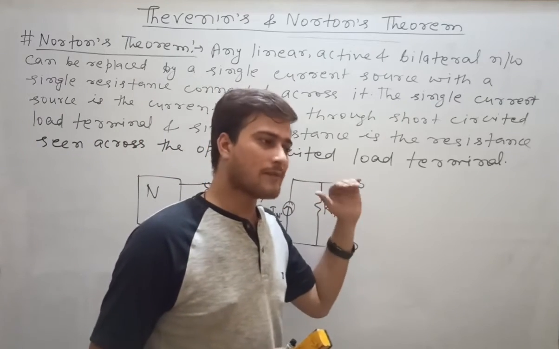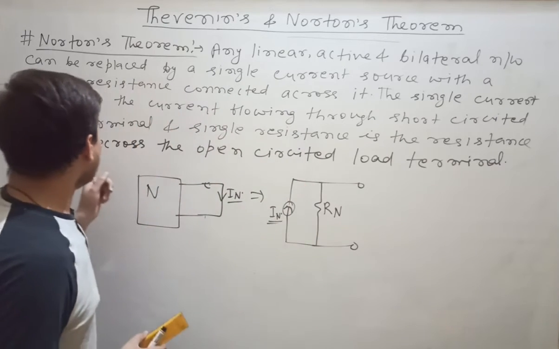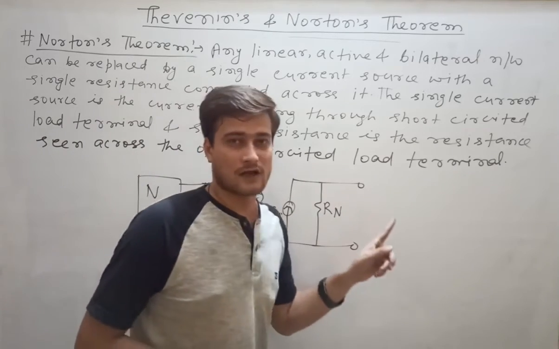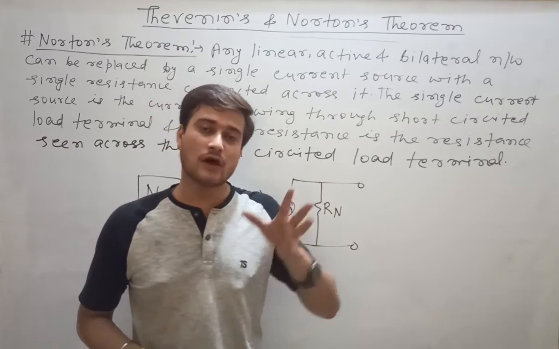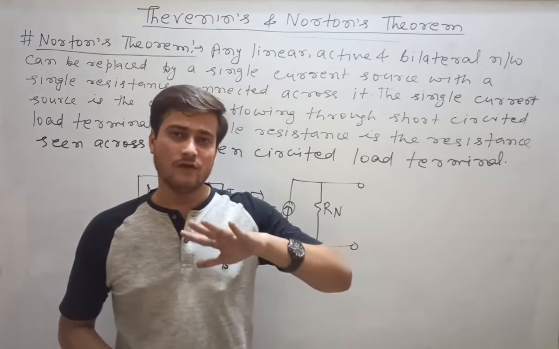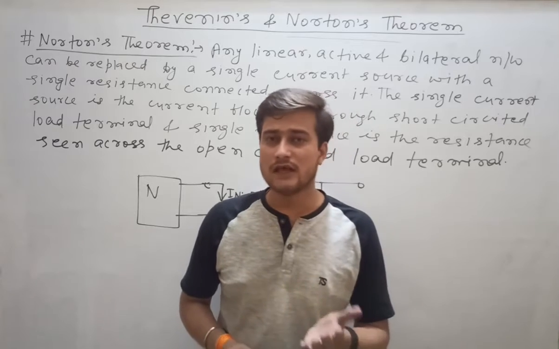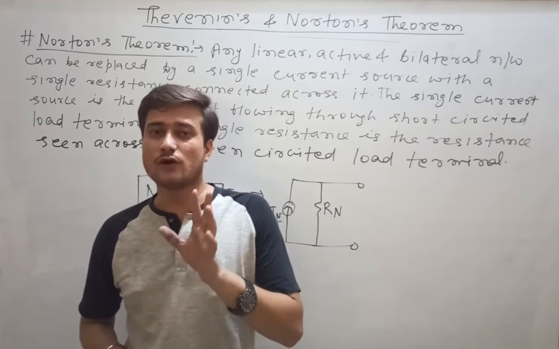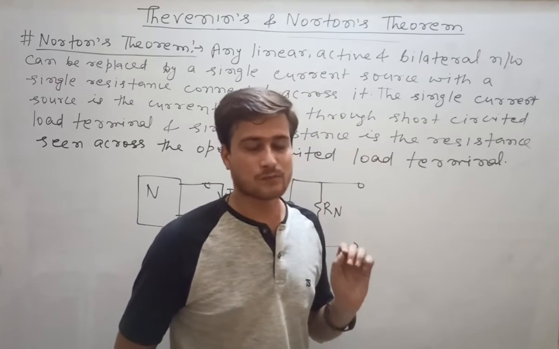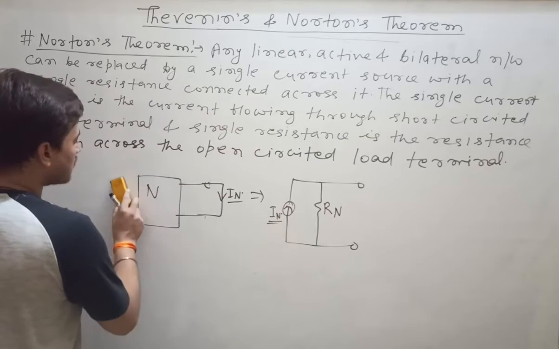Next, you have to find Norton's resistance. It is given that it is the resistance seen across the open circuited load terminal. That means if you are calculating Norton's resistance, it will be the resistance seen across the open circuited load terminal, so there is no need to short circuit the load terminal at that time. So Norton's resistance and Thevenin's resistance are both equal. Clear?